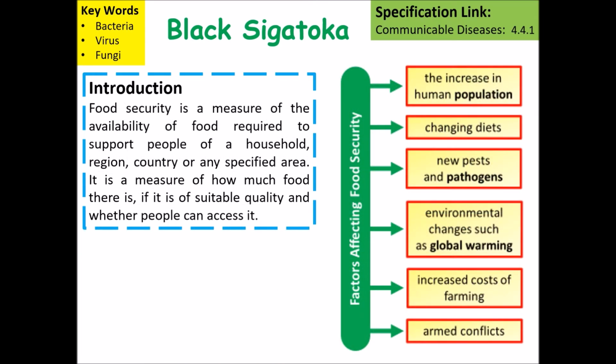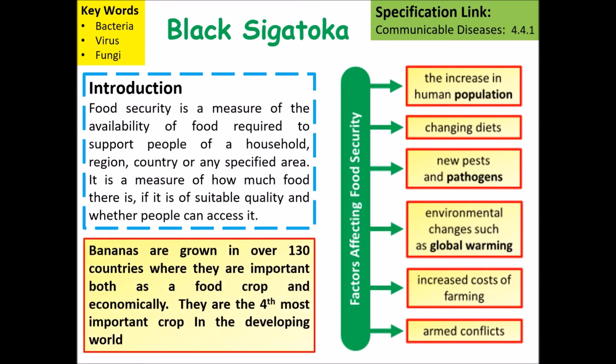So what we're going to do is look at a bit of a case study of Black Sigatoka, and we're going to think about it in terms of food security. Just to remind you, food security is a measure of the availability of food required to support the people of a household, region or country of a specific area. It is a measure of how much food there is and if there is a suitable quantity for the people that are living there.